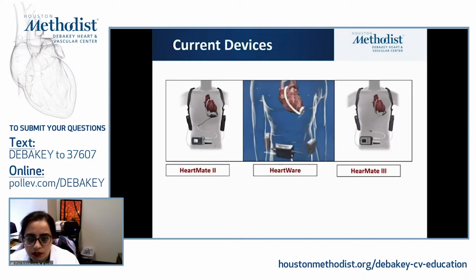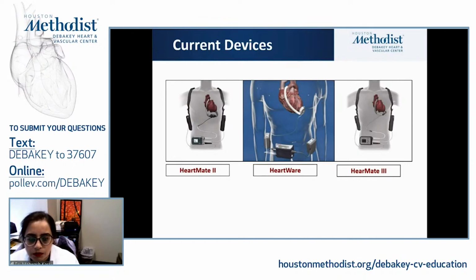So just as a reminder to everybody about the devices that we're using currently, we have the HeartMate 2, the HVAD, and the HeartMate 3. HeartMate 2 and HVAD are no longer used, and currently the only device that we're using is HeartMate 3. But because some patients are still being supported with HeartMate 2 and HVAD, I'm going to still mention them in my presentation today, but maybe in a couple of years, this would be limited to either HeartMate 3 or the newer devices that come through.